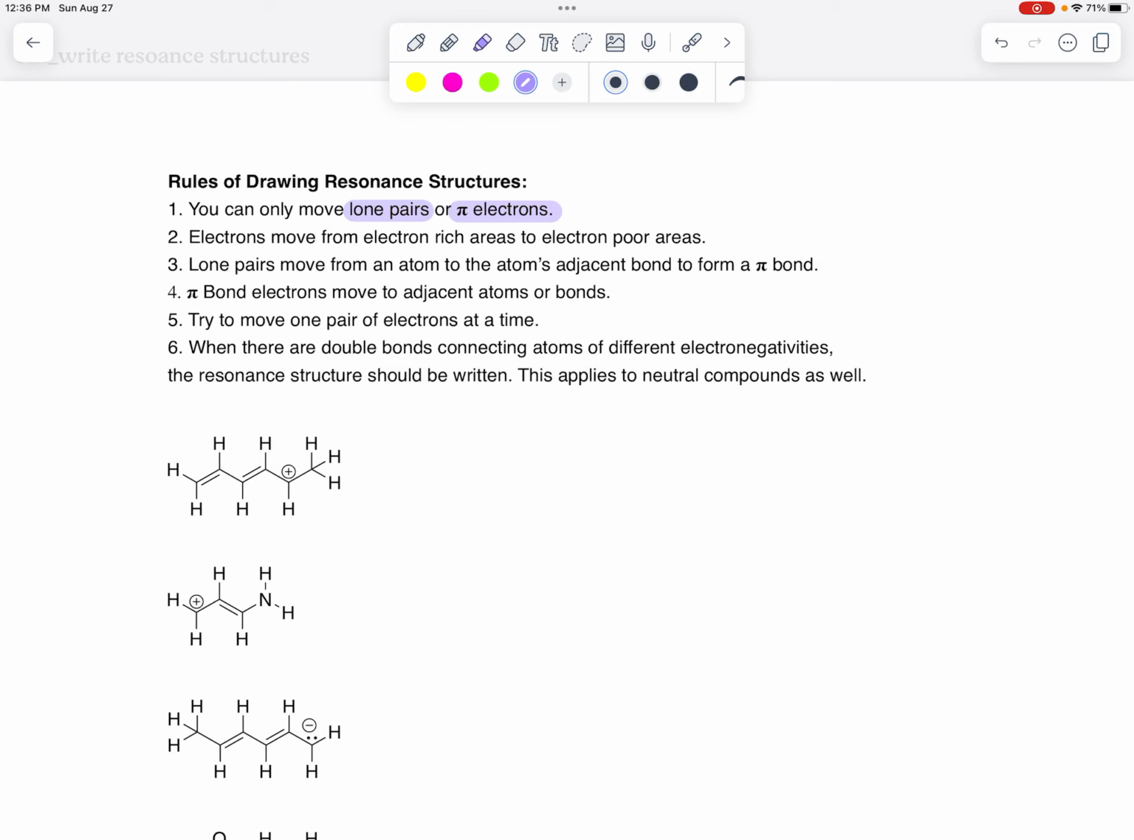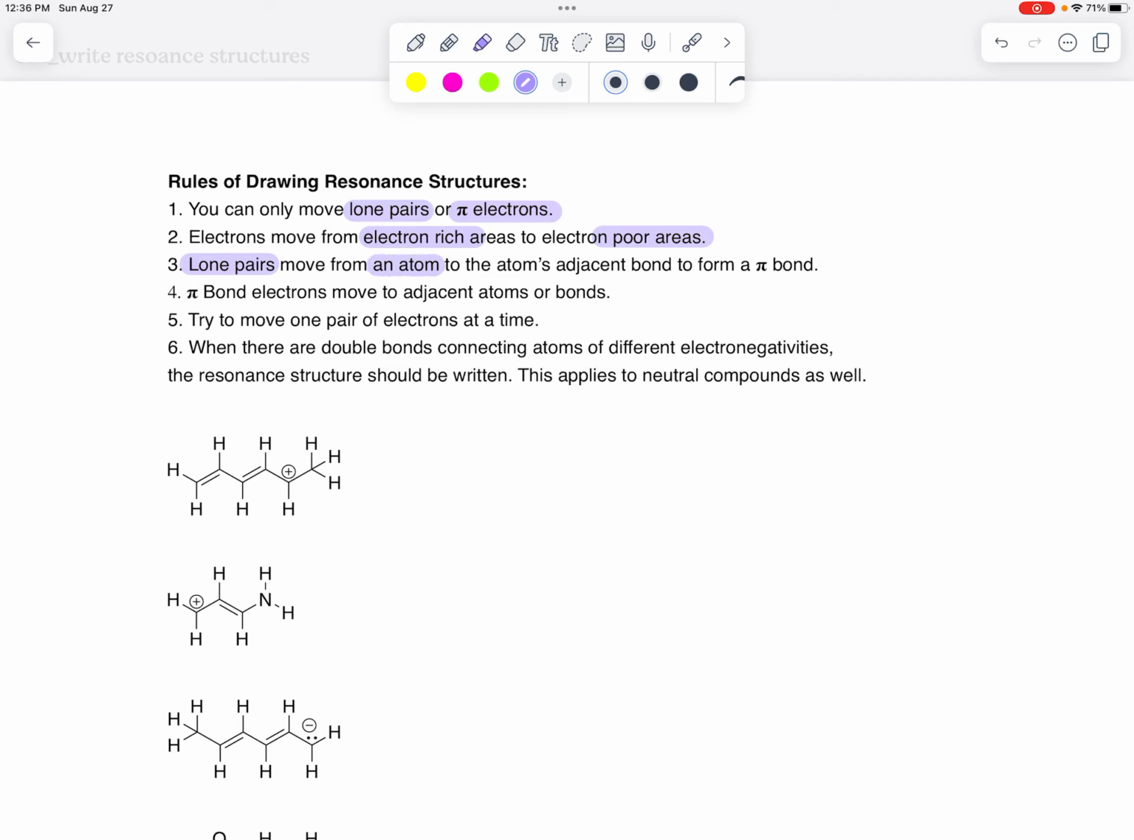Next, when you are drawing a number of resonance structures, make sure your electrons only move from electron-rich areas to electron-poor areas. Understand that when an atom is electron rich, those electrons are more likely to be relocated. The other general criterion is that when you move lone pairs around, those non-bonding electrons, you can only move them from an atom.